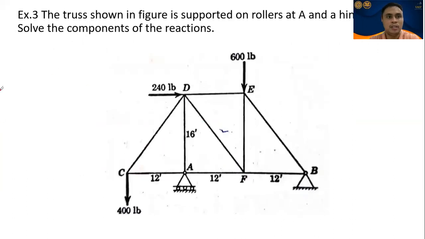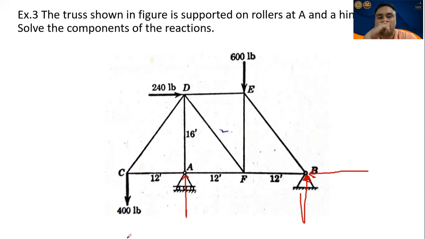So, example 3, class. The truss shown in the figure is supported on rollers at A and a hinge at B. Solve the components of the reactions. So, we have reactions here, class, at point A, the roller, and at point B, the hinge. Okay? The resultant is what we will find, class, this reaction, so that our system will be in equilibrium, okay?